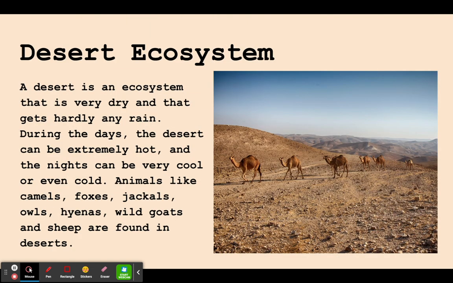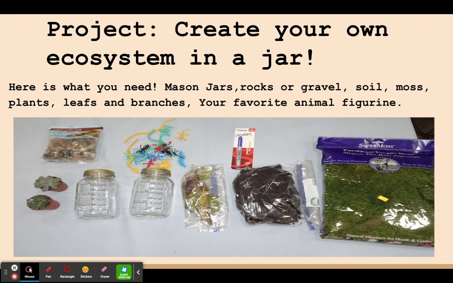The desert ecosystem. A desert is an ecosystem that is very dry and that gets hardly any rain. During the day, the desert can be extremely hot and the nights can be very cool or even cold. Animals like camels, foxes, jackals, owls, hyenas, wild goats, and sheep are found in deserts.